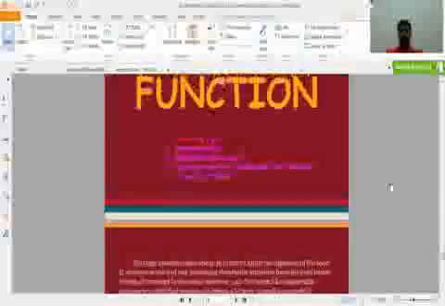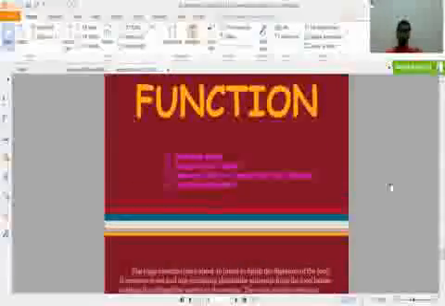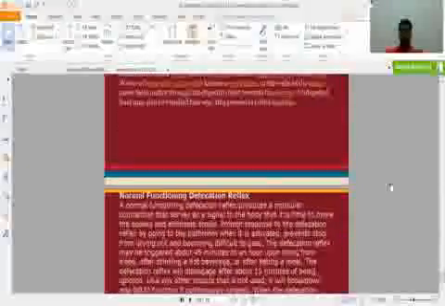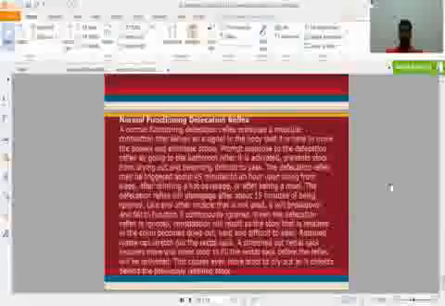Function: absorbing water, absorption of vitamins, reducing acidity and protecting from infections, producing antibodies. Okay, students, this is all about the anatomy of the large intestine.